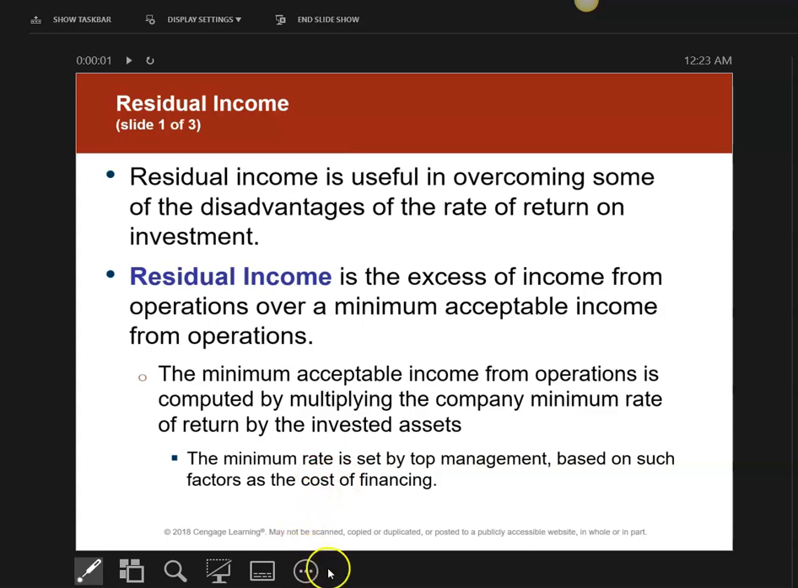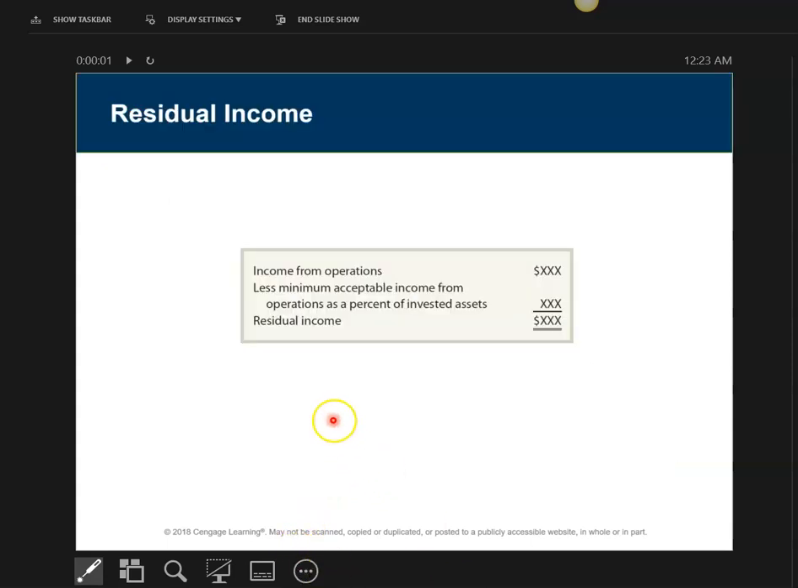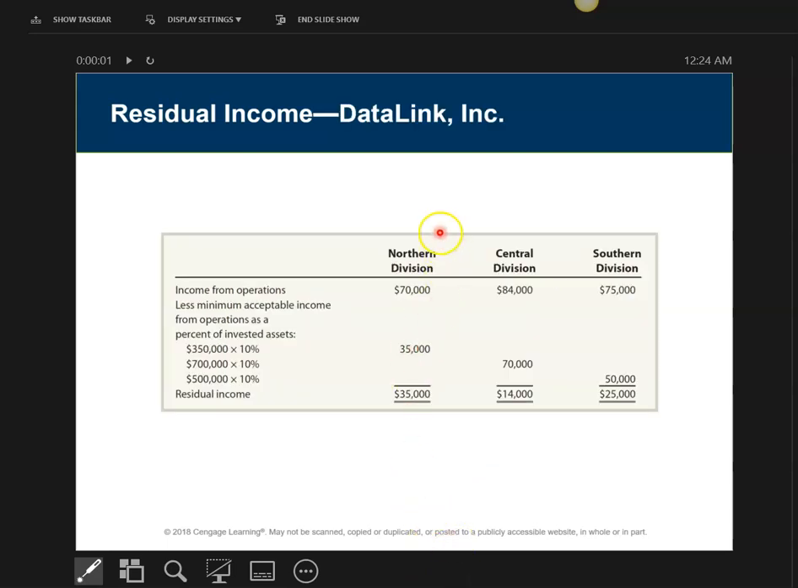It has to be set by management. So here's my income from operations minus my minimal acceptable income, and anything over that becomes residual income. Here are my three different divisions. This is the same company. If you remember, this was the income from operations we were showing before.